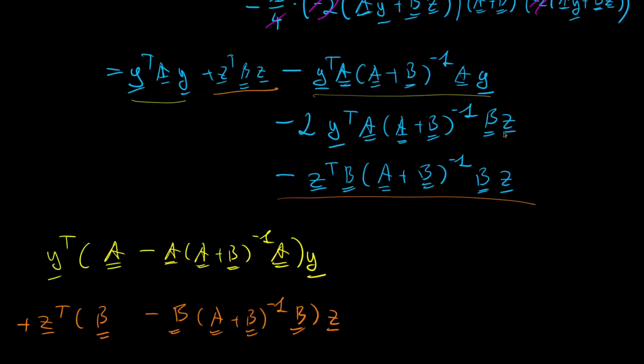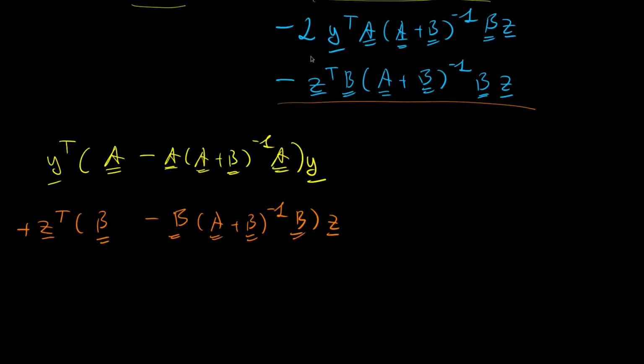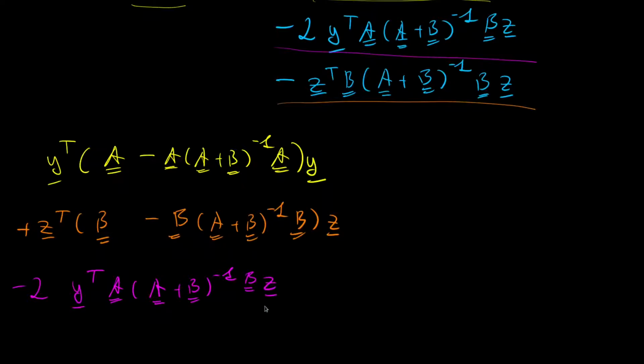And then we are left with the one term which does not match anything here, which is the mixed term of before. And so let's just make this purple and write it down. So it's minus 2 vector y transpose matrix A, then in brackets A plus B inverse times B z. And then we are finished with the simplification.